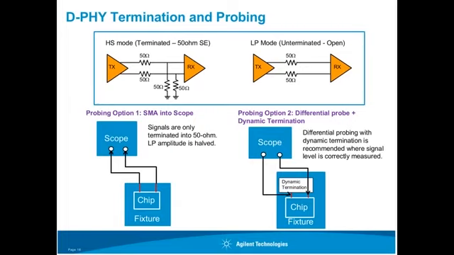So the second probing option is to terminate the signals into a dynamic termination circuit, so that the termination circuit will switch accordingly to the high speed and low power mode. So when it's operating in a high speed mode, it will actually go to 50 ohm, and when it goes to low power, it will go to unterminated mode.